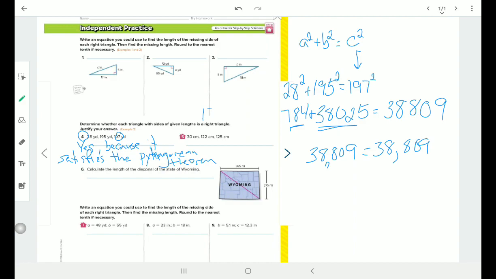You would plug it into that formula, square everything, and then add those two side lengths together. If they're equal on both sides of the equal sign, it's a right triangle. If they're not, then it's not a right triangle, and you could justify it with your work. I hope this makes sense.